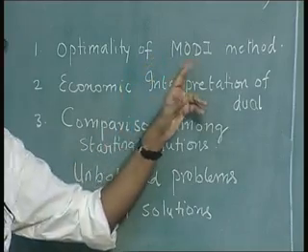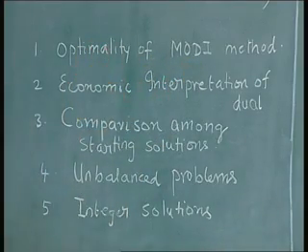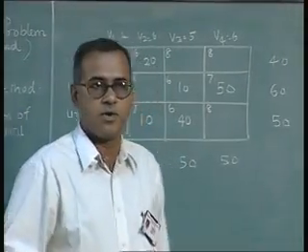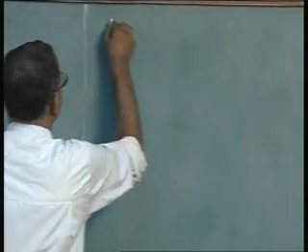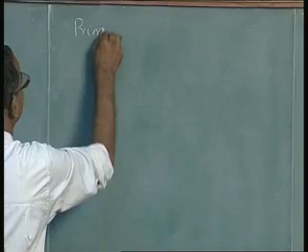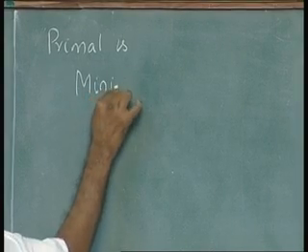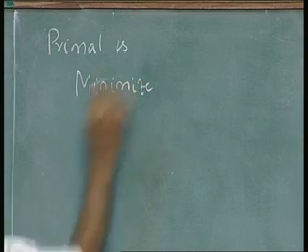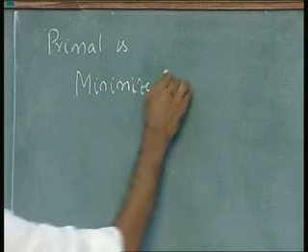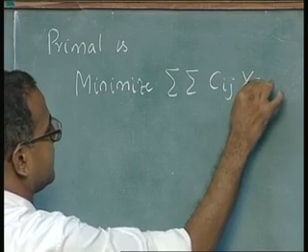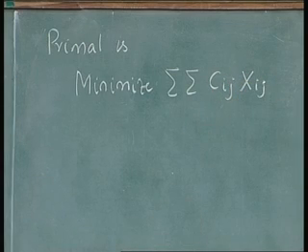First, let us look at how the MODI method gives the optimal solution. To do that, we first write down the dual of the transportation problem. The primal of the transportation problem is to minimize double sigma Cij Xij. Let us write the primal constraints with specific reference to the example that we are looking at.